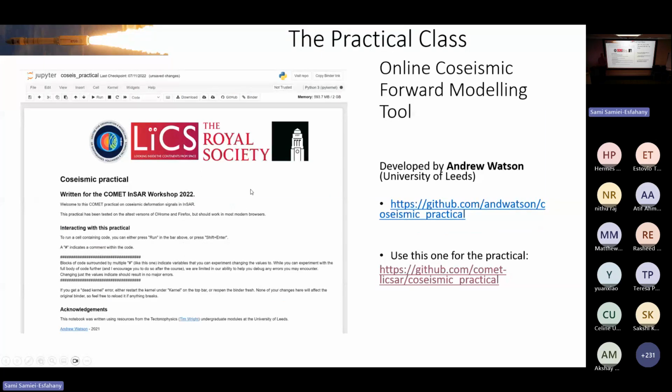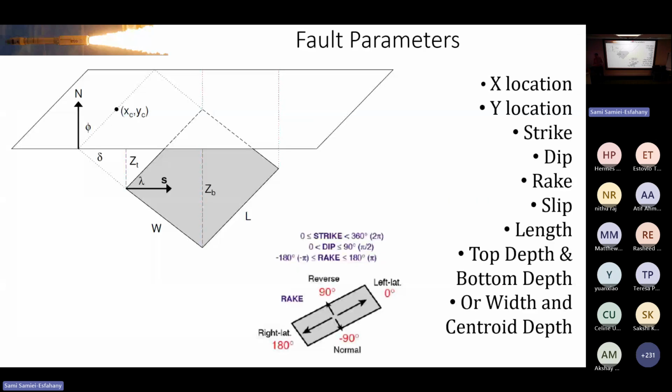Right, brilliant. So just to get on to the practical class, this is a GitHub Jupyter notebook, it's a Binder. So I think you're used to that now. It's developed by one of my PhD students, Andrew Watson, a few years ago, looking at doing the forward modelling for this. And what we're trying to do is get these parameters: X, Y, strike, dip, the rake I mentioned.